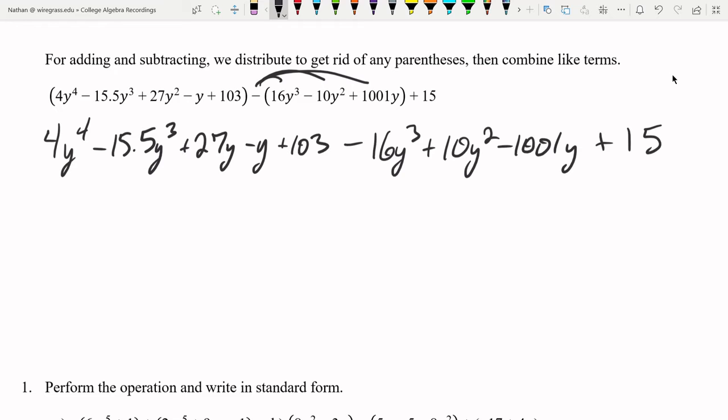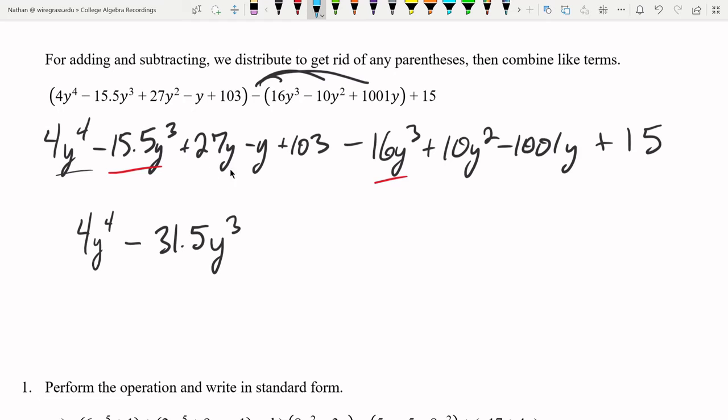Okay, now that all the parentheses are gone, we can combine like terms as you always want to do. So start with the highest power. For this polynomial, this is now a single polynomial. The highest power is 4. There's no other 4s in there, so I'm just going to write that down. The next highest power is 3. That's one right there, one right there. Combining those, we have negative 15.5 minus 16. That's going to be negative 31.5 y cubed.